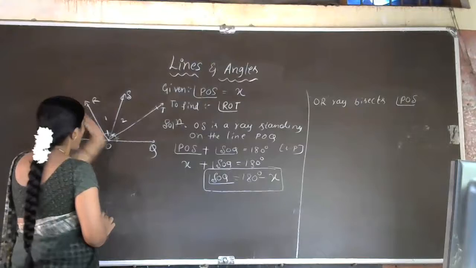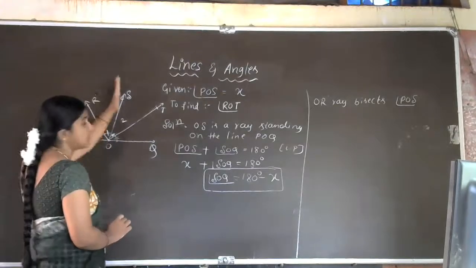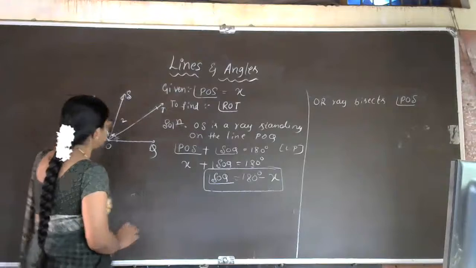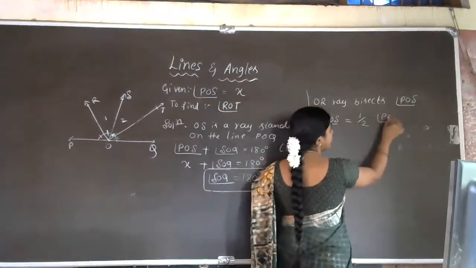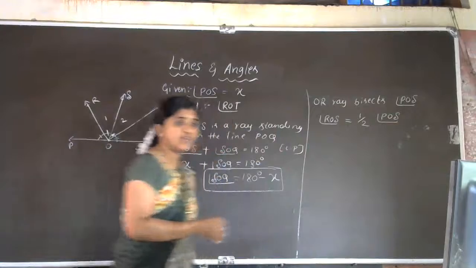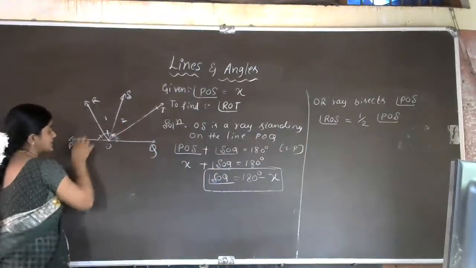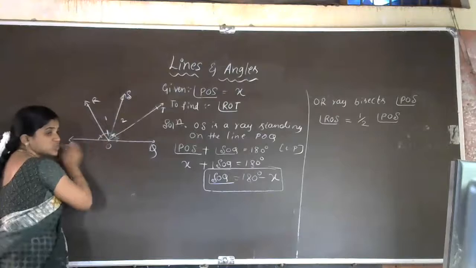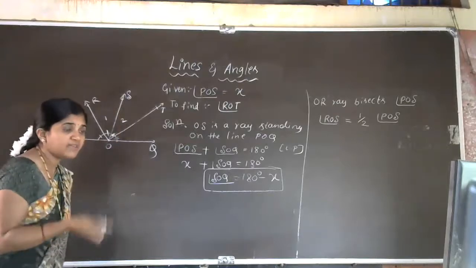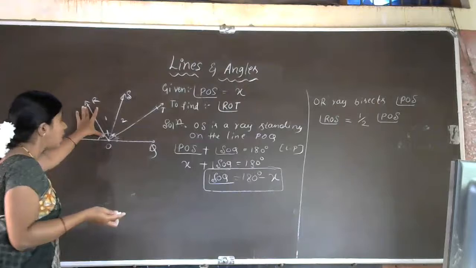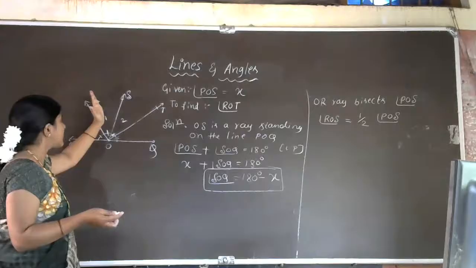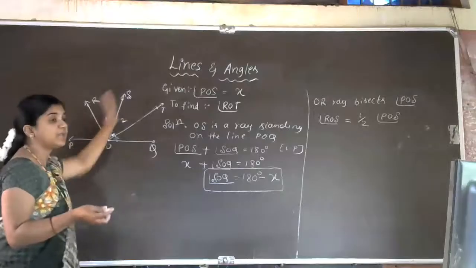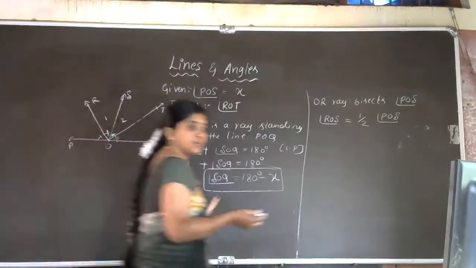So now, if OR is a bisector of this angle POS, then I am going to write this angle ROS is equal to half of angle POS. Can I write it like this? Yes. See, can we take this ROS as half of this total POS? We can take it now. Why can we use that half? Because OR is the angle bisector of this POS. That's why this is a half part of angle POS. Got the idea of this step?